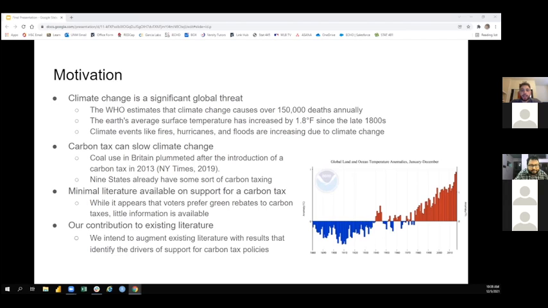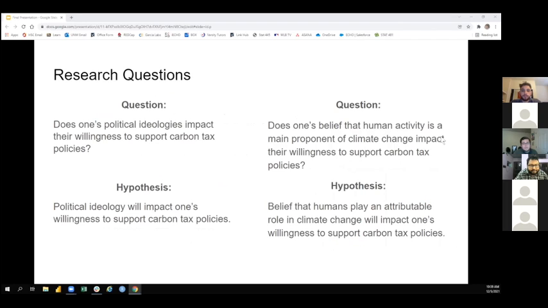Some of our research indicated that carbon tax policies can slow climate change. Specifically, one was enacted in Britain in 2013, and 9 US states do have some sort of carbon taxing or carbon limiting, but that's mostly in the form of carbon credits rather than a tax scheme in particular. There is minimal literature on the drivers of support for carbon tax policies, so we wanted to augment the existing literature with our project. With those drivers, we aim to determine the significance of each of those factors.